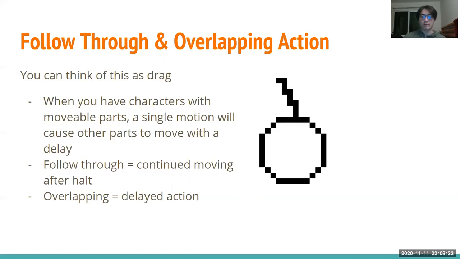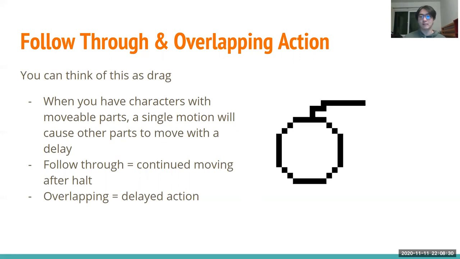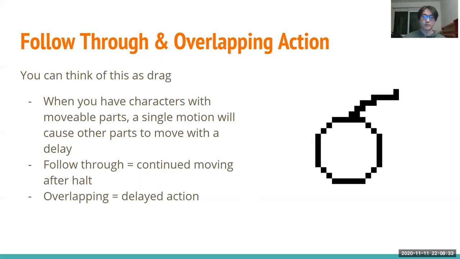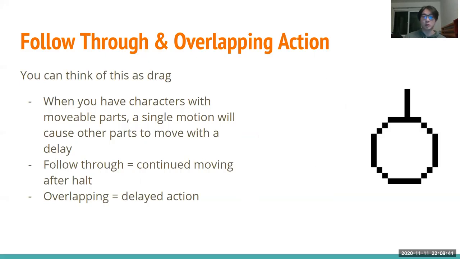For example, over here we have a ball that is moving from right to left, and there's a little wire. But notice how the ball moves, and the tip of the wire sort of stays behind and moves only after the ball has moved. And this overlapping action gives a sense of asynchronization, and doesn't make the movement feel too unnatural.